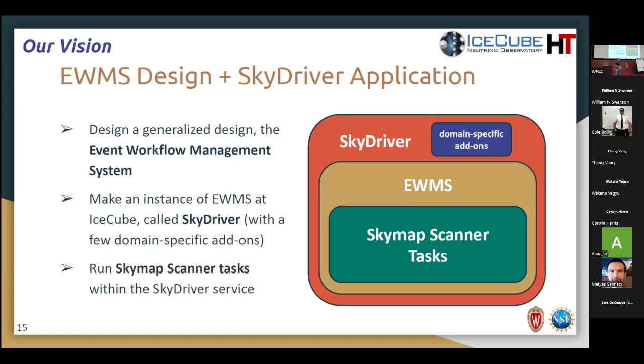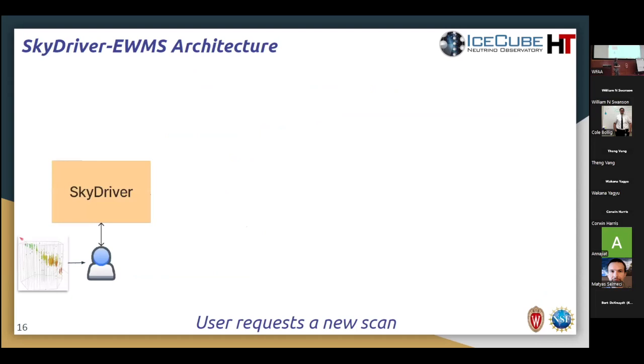SkyDriver uses that design, of course, with a few domain-specific add-ons, which I'll mention. And the tasks that occur are SkyMap scanner tasks. So all that physics. So very briefly, a user will grab their neutrino object. They're going to throw it into SkyMap scanner, into the SkyDriver, and say, hey, I need a new task.